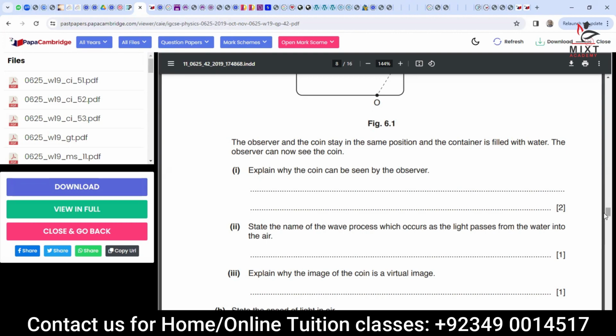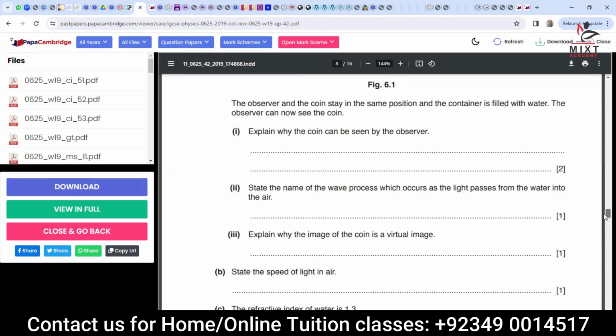Next question. State the speed of light in air. Now this is easy. The value, everyone knows it. What is that value?